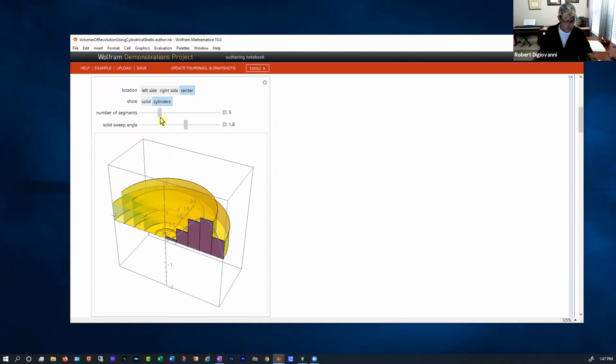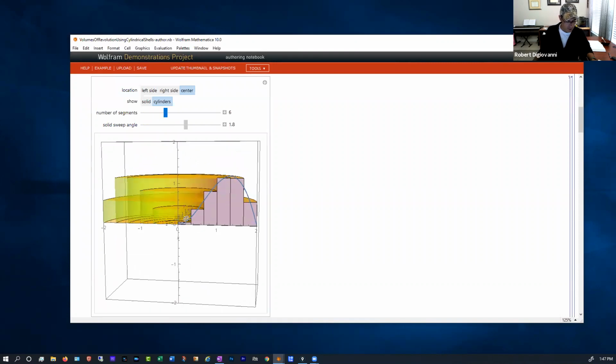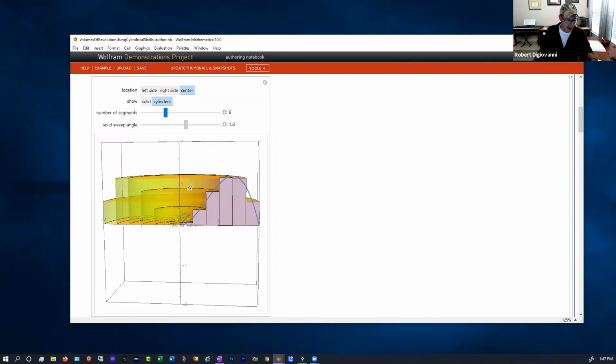So what we're doing is we're taking our curve. So I don't know if you can see this, a blue curve. We're trying to wrap it around the y-axis. So what we do is we cut it into a bunch of rectangles.